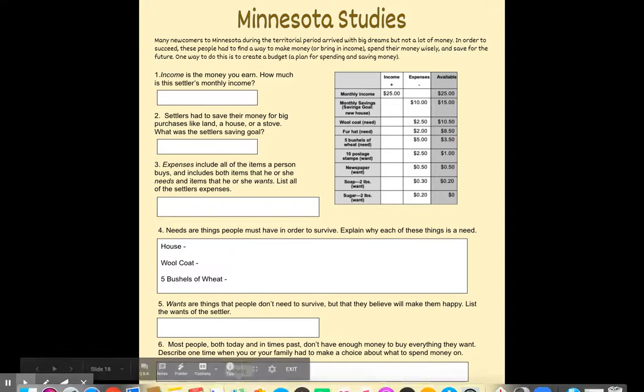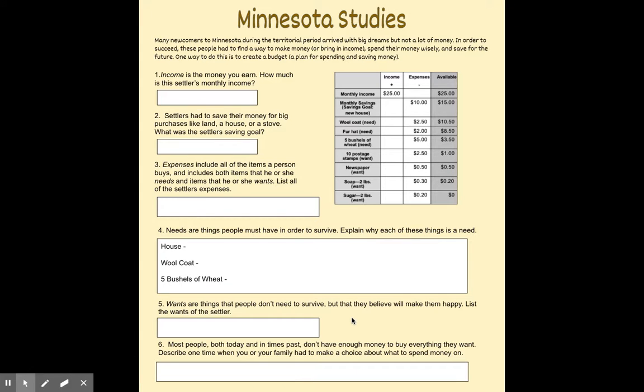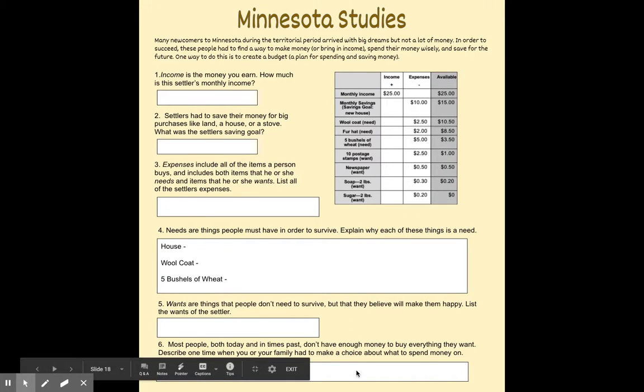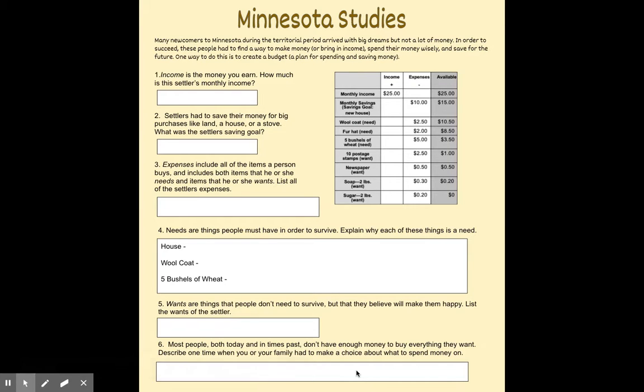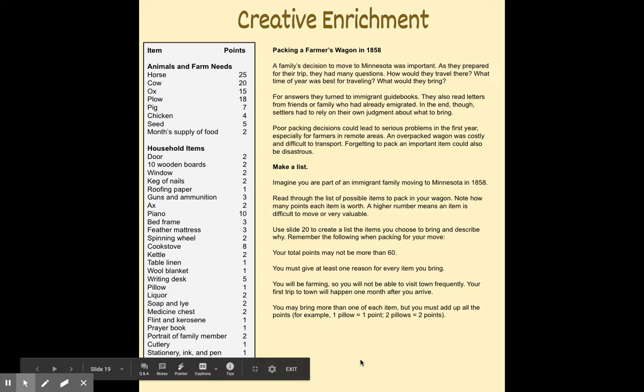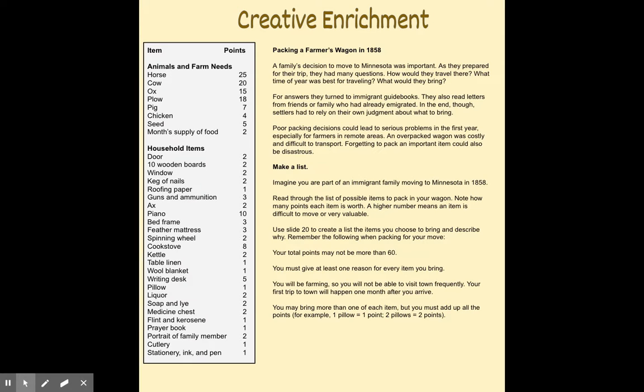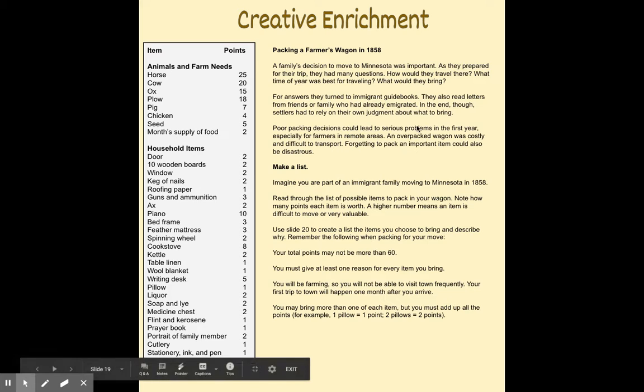Question 6 then says, most people both today and in times past don't have enough money to buy everything they want. Describe one time when you or your family had to make a choice about what to spend money on. So go ahead and then fill out that personal question. Okay, that is the Minnesota Studies slide. On creative enrichment, this is super fun. What you get to do on this one is you are packing up a farmer's wagon in 1858. So go ahead and you can read this little introduction here.